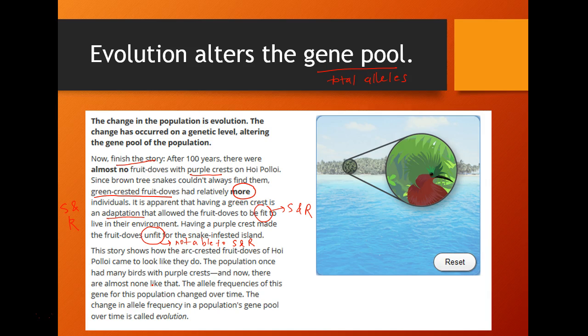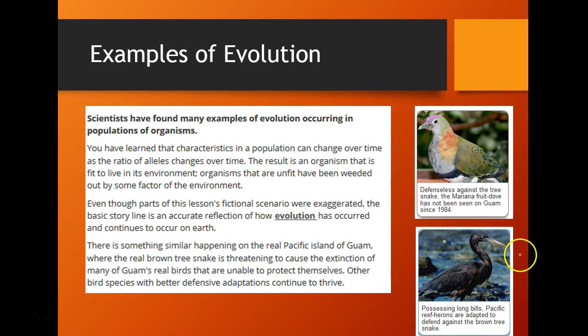Okay, so this shows how the arc-crested fruit doves of Hoi Polloi came to look like they do. So now what we would see are all of these green birds, and it's not because there were green birds always, it's because the change in the environment changed the makeup of the island. And because we have that change in allele frequency in the gene pool, we consider that evolution, which remember is a change over time. Okay, so that obviously was a fictional example. Here are some examples that have actually occurred.